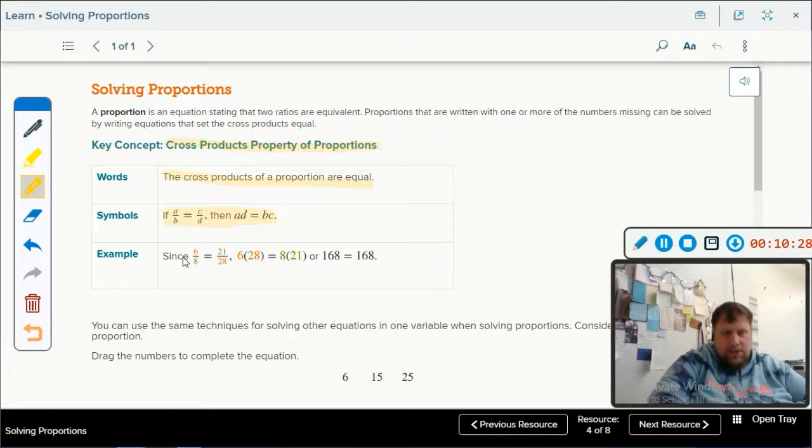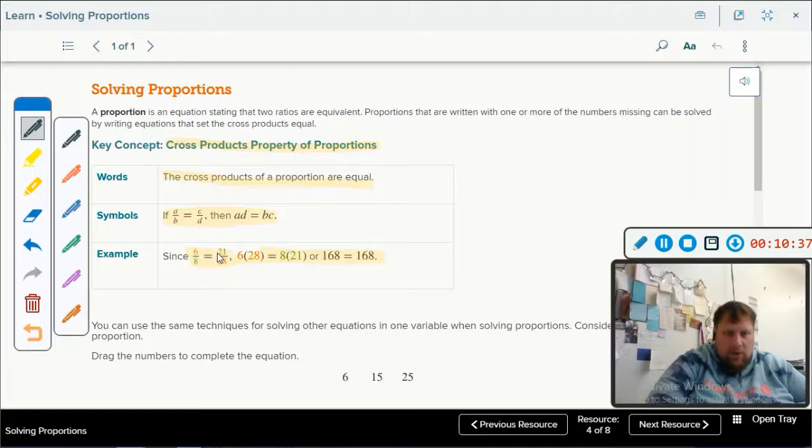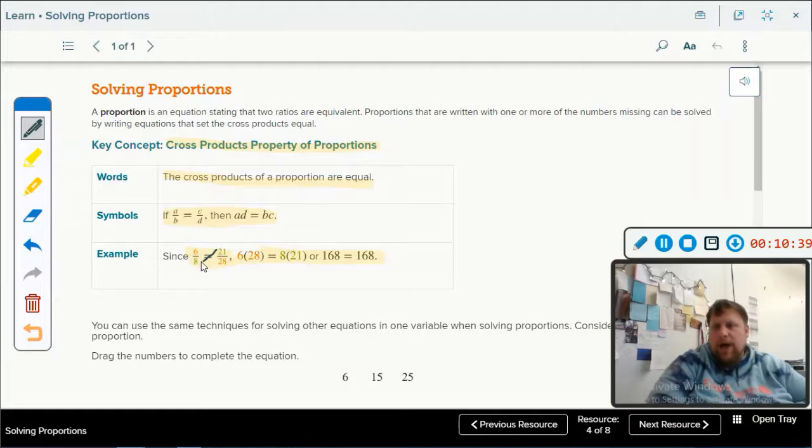And our explanation is right here. If we have 6 over 8 equals 21 over 28, then what we're going to end up doing is, everybody say cross multiply. We're going to cross multiply. And we get 6 times 28 equals 8 times 21. And look at that, it's true. 168 equals 168. So we know that those are proportional. We're going to use this to solve a lot of problems. Go ahead and take a minute, write that down, and we're going to get moving.